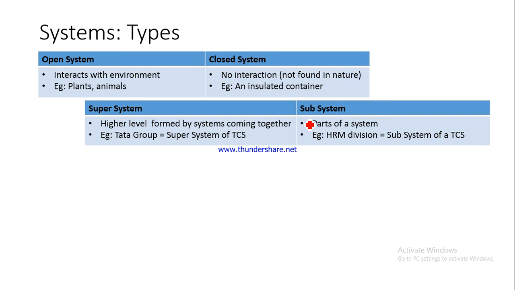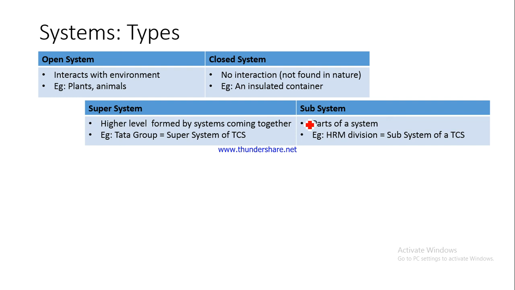On the other hand, what is a super system? Have a look at the super system now. Higher level formed by systems coming together. So it is the next higher level, and that is why it is called the super system, right? A subsystem is the level one notch below the system, while the super system is one notch above the system. So higher level formed by systems coming together. Now this is the super system.